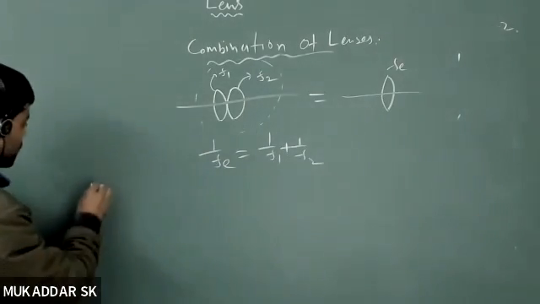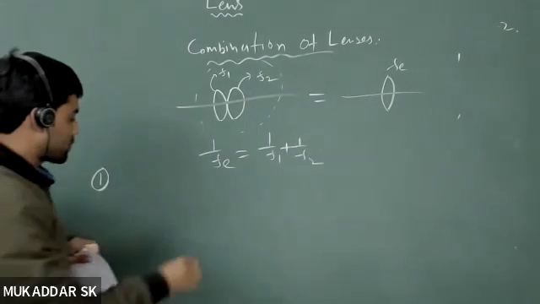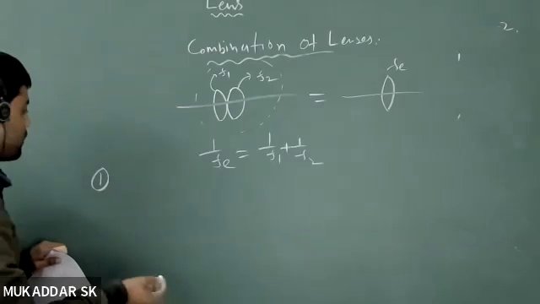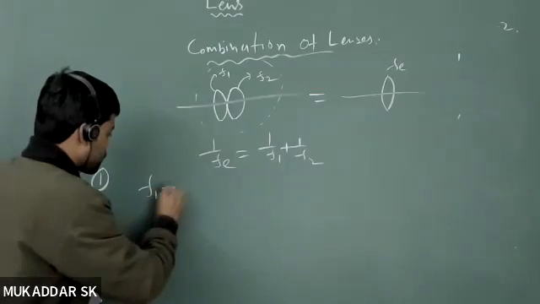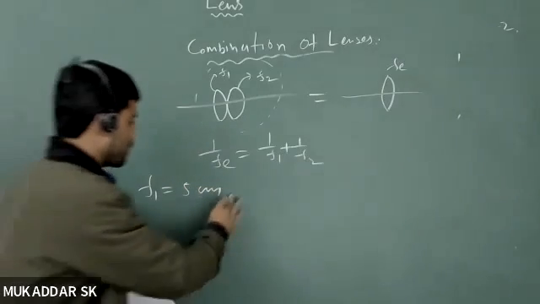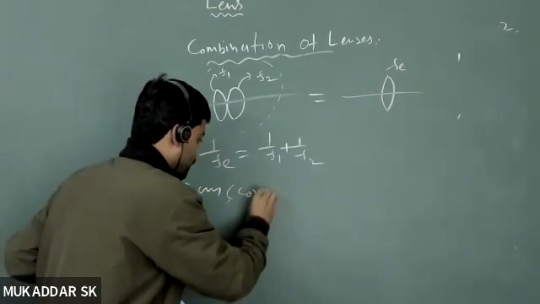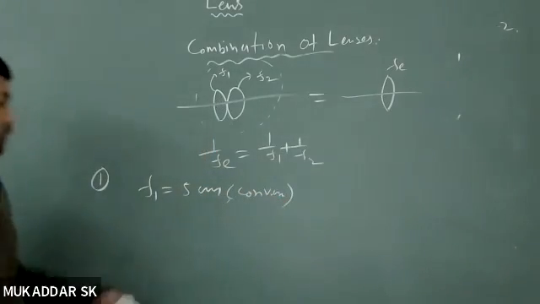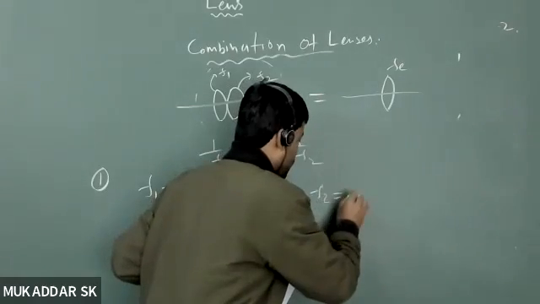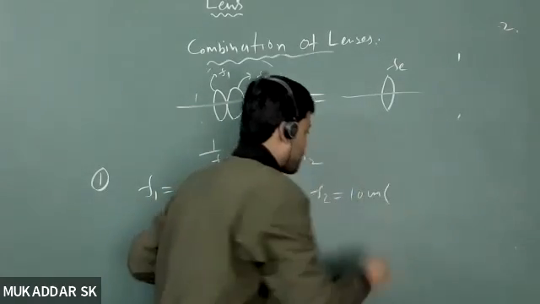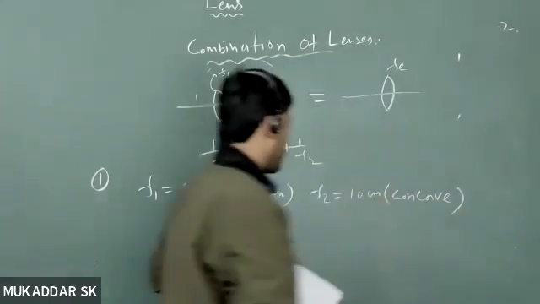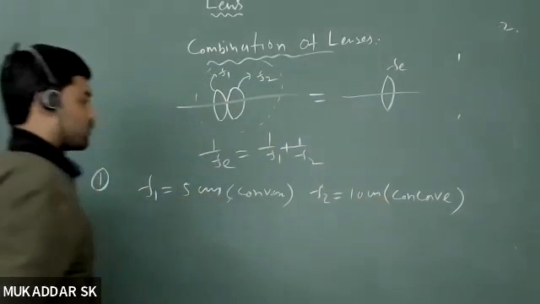Suppose there is a problem where you have two lenses, and they are touching each other. The focal length of one is, suppose, 5 centimeter, and it is a convex lens. And the other lens has a focal length of 10 centimeter, and they mention this lens is actually concave, and these two lenses are touching each other.